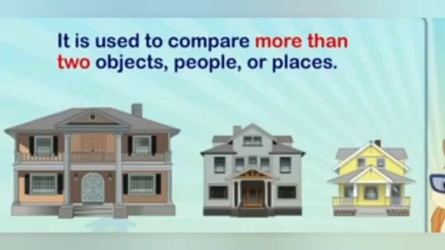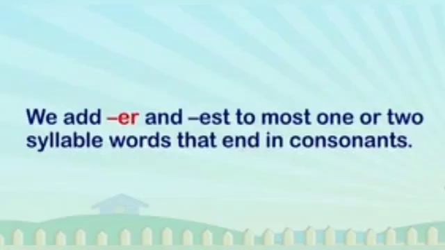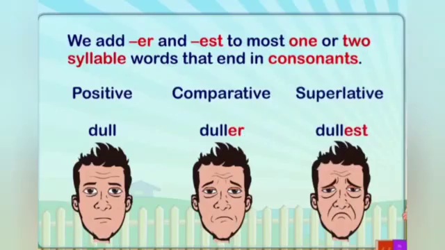Now remember the following rule. We add er and est to most one or two syllable words that end in a consonant. For example, dull, duller, dullest. Here you can see that we used er and est.